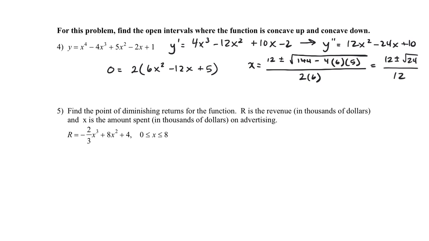Then we need to simplify the square root of 24. That's going to be 2 square roots of 6. So this is 12 plus or minus 2 square roots of 6 all over 12. And then the 12 here and the 2 here and this 12 can all divide by 2. So this is going to be 6 plus or minus the square root of 6 all over 6. Those are the two values from the second derivative that make it equal to 0. So we place those on a number line now.